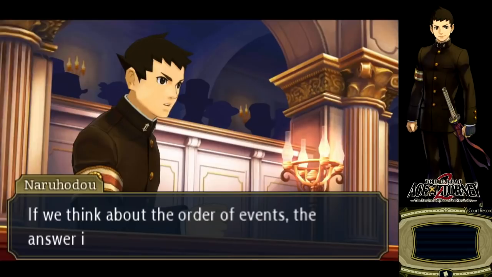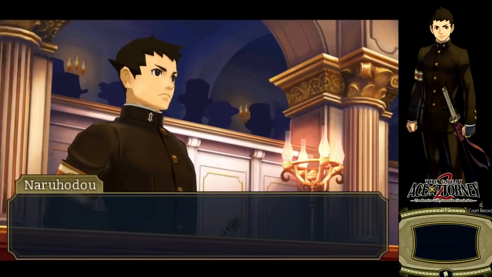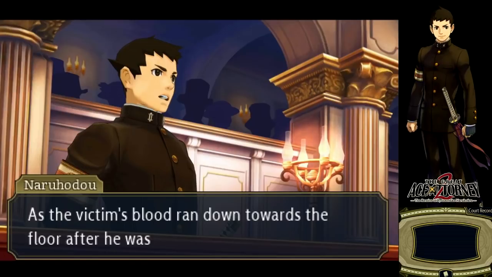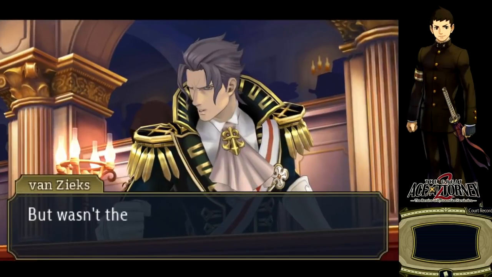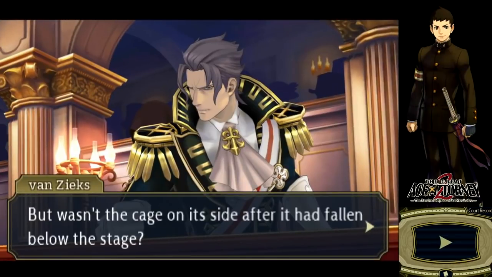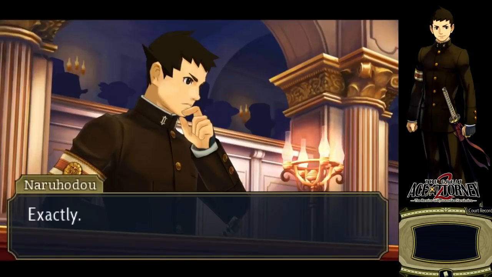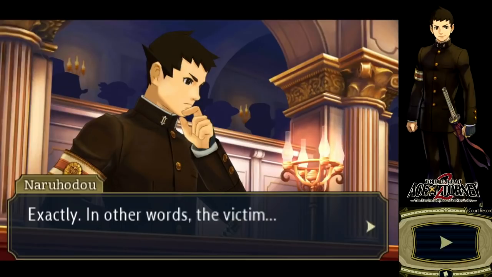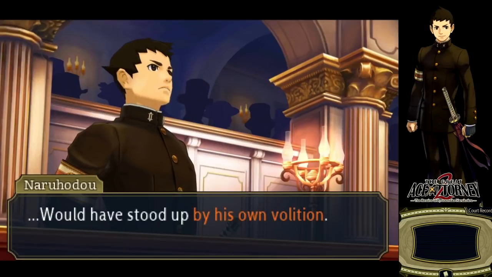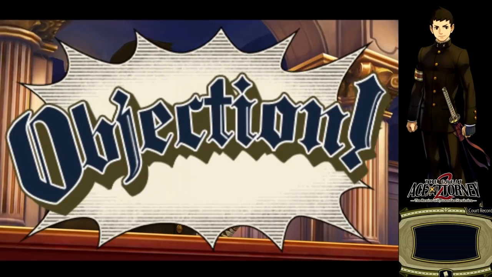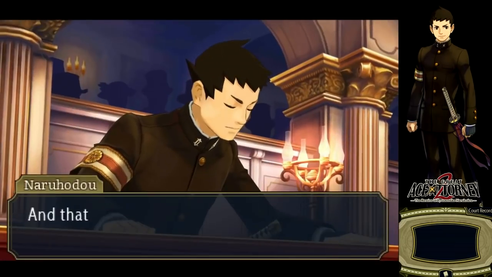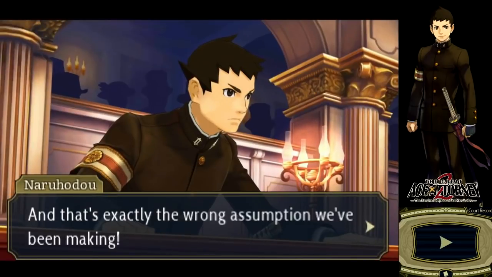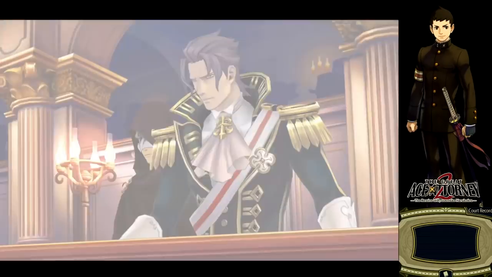If we think about the order of events, the answer is clear. As the victim's blood ran down towards the floor after he was stabbed, he must have been standing upright. Wasn't the cage on the side after it had fallen below the stage? Exactly. In other words, the victim would have stood up by his own volition. It's impossible if it was already dead. And that's exactly the wrong assumption we've been making.